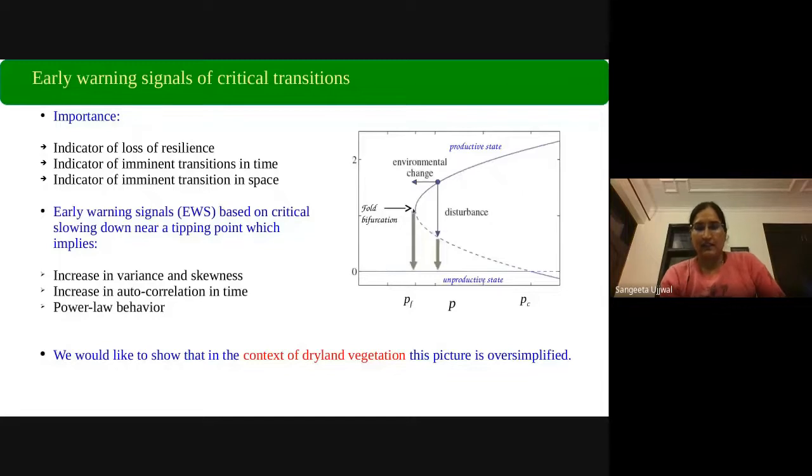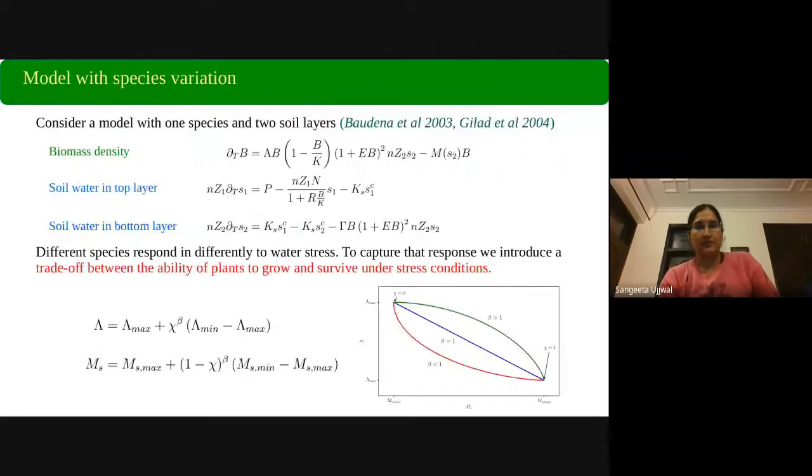Then what could be the early warning signals of collapse? To study that, we consider this model, a two soil layer model. It is similar to the model that we have just seen. The only difference is that here we have considered two soil layers instead of one. The first equation is similar to the equation we just saw for biomass density. The second equation is for soil water in the top layer, and the third equation is for soil water in the bottom layer.